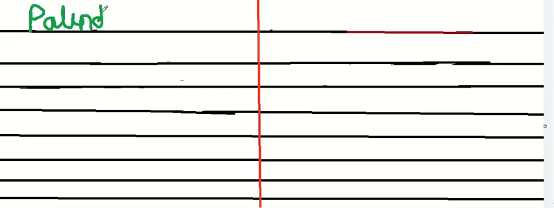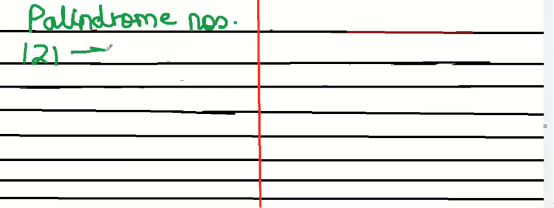Palindrome numbers. For example, 1, 2, 1. If you read it from left to right it is 1, 2, 1, and if you read it from right to left it is also 1, 2, 1. So these are palindrome numbers.